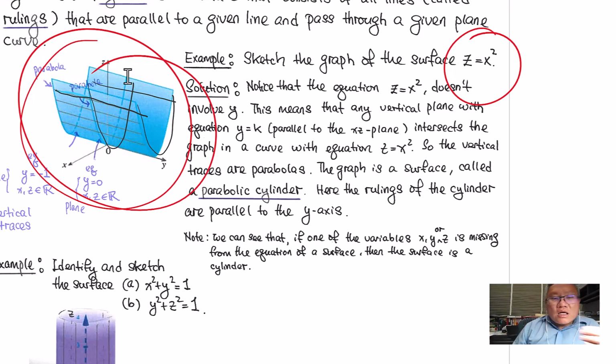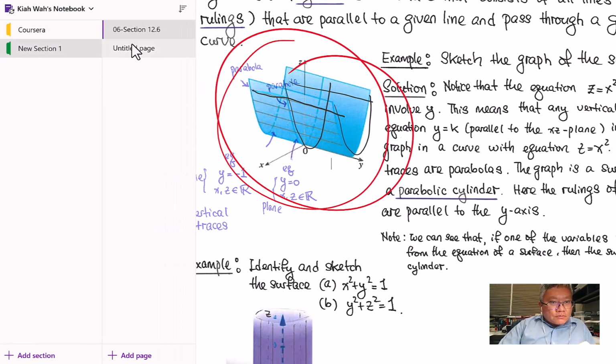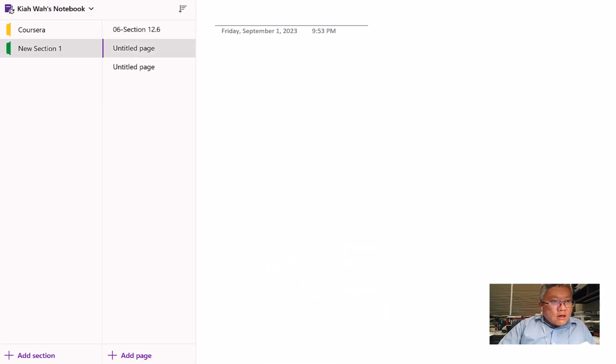So what we're going to do in general is horizontal cross sections or vertical cross sections, see what you get, and put it together using your supercomputer, which is your brain. All right, so let's look at another example.